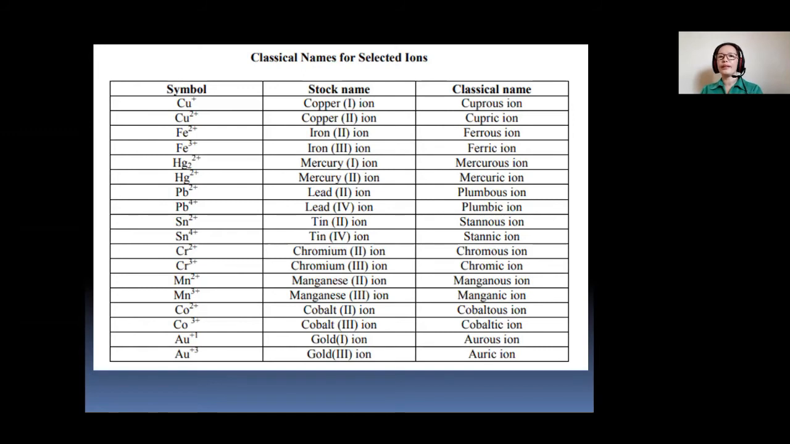Same also with lead. From the word plumbum, the lower is plumbous and the higher is plumbic. But if you use the stock system, it's lead, the real name of the element, and then parenthesis Roman numeral 2. If it is 4, you have lead, and then open parenthesis Roman numeral 4, and then close parenthesis. So these are the examples.